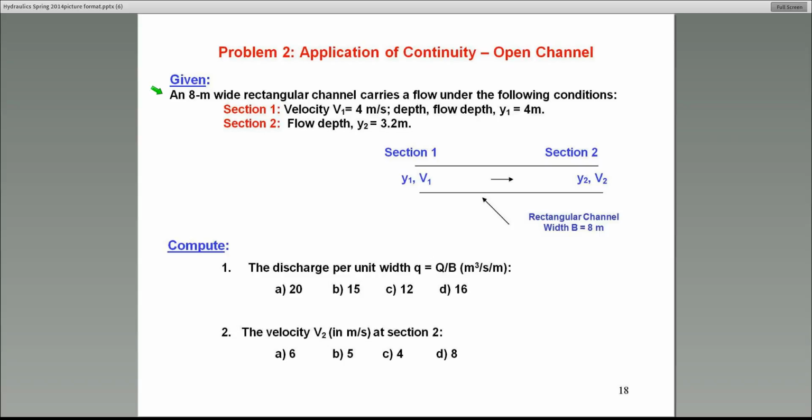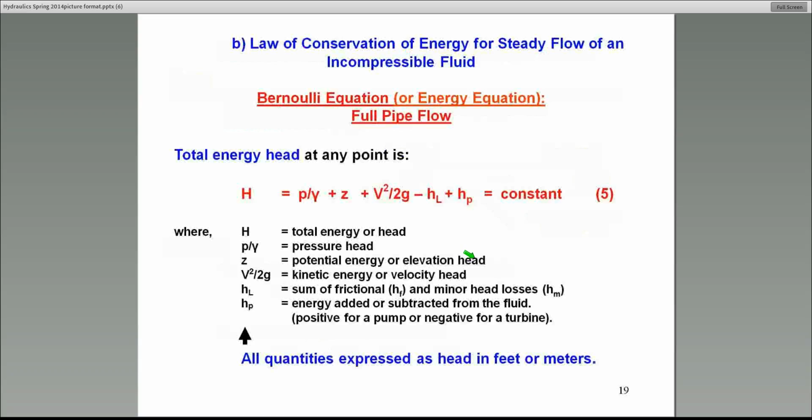Notice what happens here. When I divide by the width, essentially the small q can be obtained by taking the flow depth times the velocity directly in a rectangular channel. So y1 is, in this case, 4 meters. v1 is 4 meters per second, so 4 times 4 is 16. So the units of small q are meter cube per second per meter, or CFS per foot. It's a commonly used discharge variable in open channel systems.